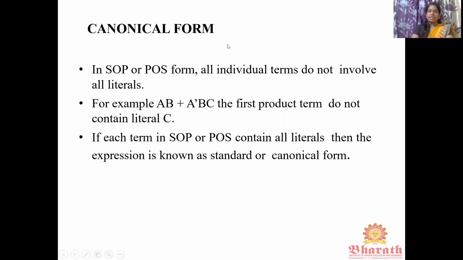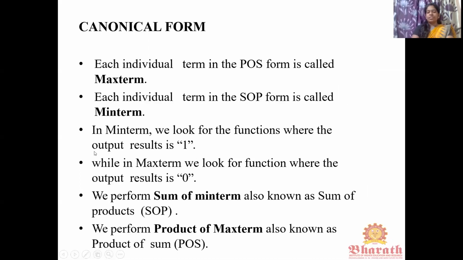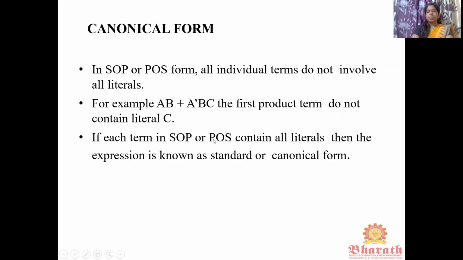So see here, the literal C is not present in the first term. Here we are having all the literals. So this is under the SOP or POS. In SOP or POS only, we don't have all the literals in each and every term. If each term in SOP or POS contains all the literals, then that is called a canonical form, or standard SOP or POS.